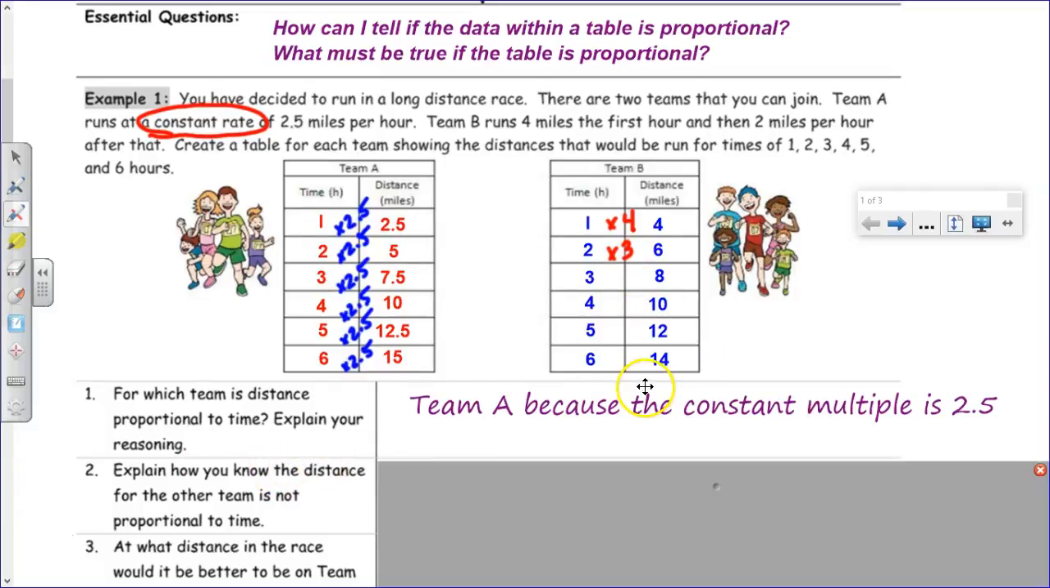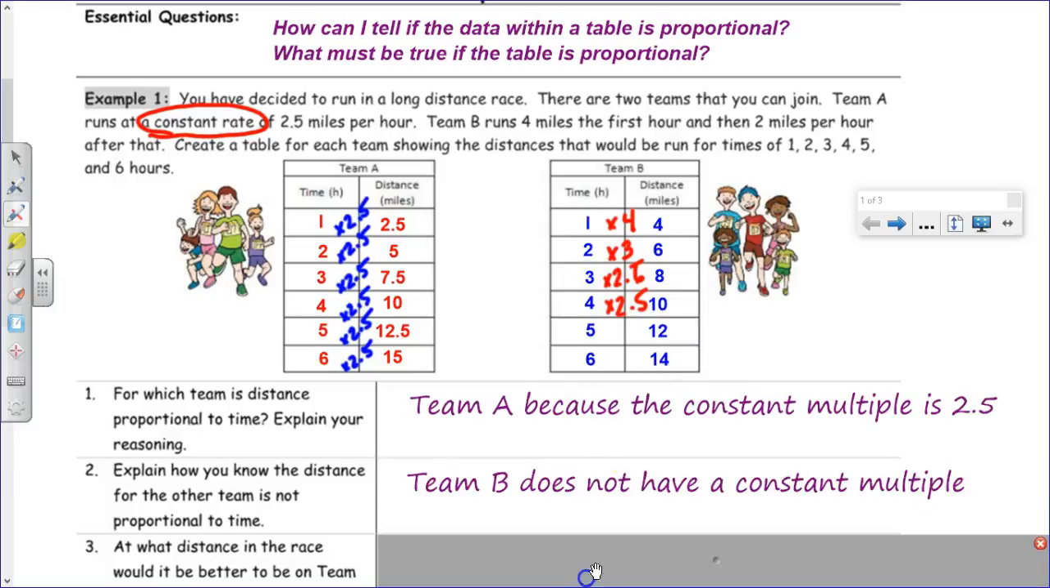Okay, now how do you know that the distance for the other team is not proportional? How do you know that it's not proportional? You can keep going if you need to prove. For 3 hours, it would be times 2.6 repeating, so already that's pretty messy. This one is times 2.5. That's interesting. All I'm doing is dividing the miles by the hours. But all you need to see is in one place it's not the same. Therefore, this is not proportional. It is not constant. Okay, Team B does not have a constant multiple.